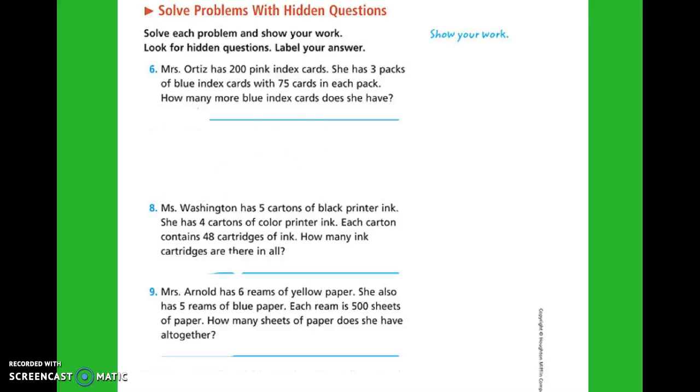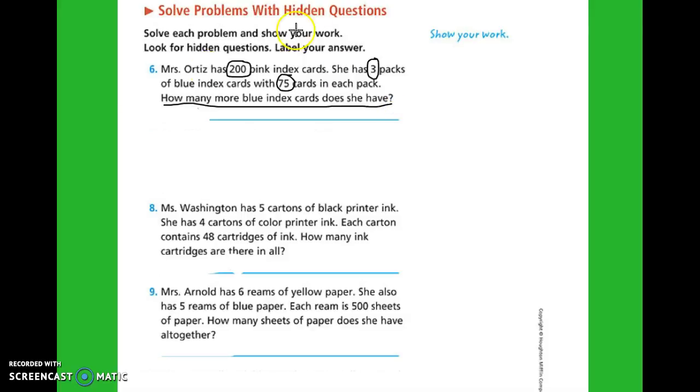So again, remember, our first thing we want to do is we're going to circle all of the numbers. So we have 200 pink index cards. Okay. She has 3 packs of blue index cards with 75 cards in each. Okay. Then I need to underline the question. How many more blue index cards does she have?